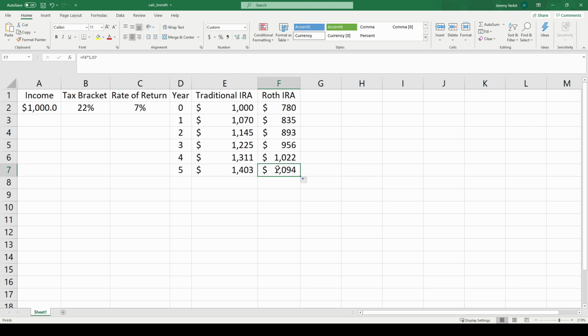The problem is, though, for the traditional IRA, we are then taxed when we take the money back out. So instead of getting the full 1403, we actually need to multiply by 1 minus our tax bracket here. When we do that, we end up getting exactly the same amount between the traditional IRA and the Roth IRA.